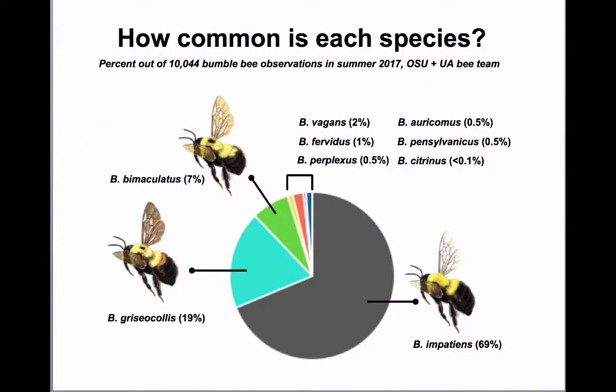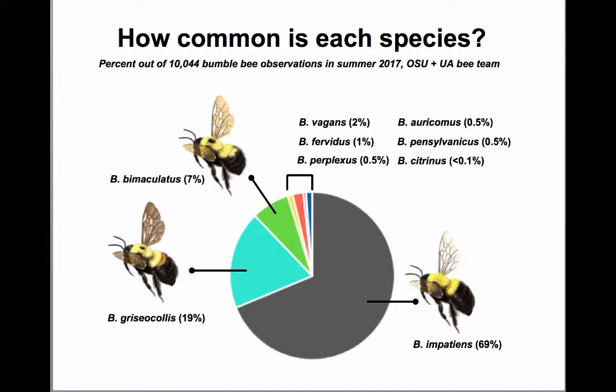Those three species that we just looked at, as a reminder, are the most common and abundant. In our observations of bumblebees from last summer, the OSU and University of Akron bee team saw about 9,500 of our 10,000 bumblebees were those three species. And then the rest of the species that we're going to look at consisted of about 2% or 1% or 0.5% of those 10,000 observations.